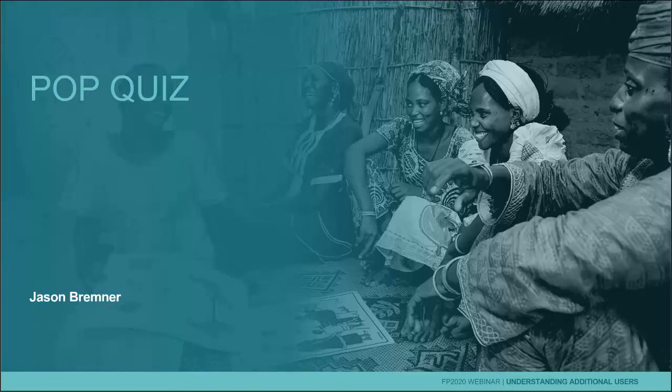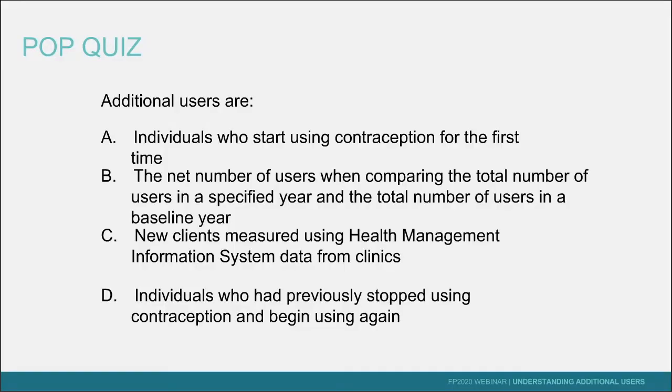Additional users are A, individuals who start using contraception for the first time, or B, the net number of users when comparing the total number of users in a specified year and the total number of users in a baseline year, or C, new clients measured using health management information system data from clinics, or HMIS data, or D, individuals who had previously stopped using contraception and begin using again.